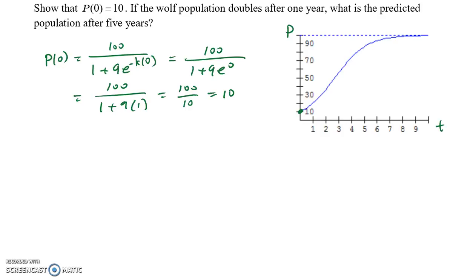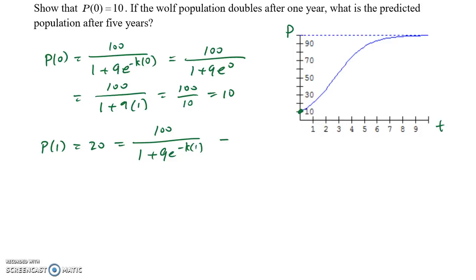Now, we're also told the wolf population doubles after 1 year. We can use this information to determine the growth constant k. So if the population doubles after 1 year, that would tell us that P of 1 is twice 10, that is 20. Now, substituting t equals 1 into our logistic growth model, we would have 100 over 1 plus 9 e to the minus k times 1.